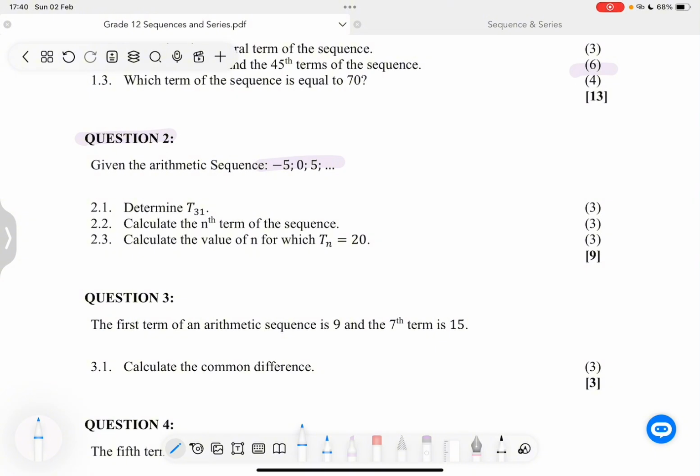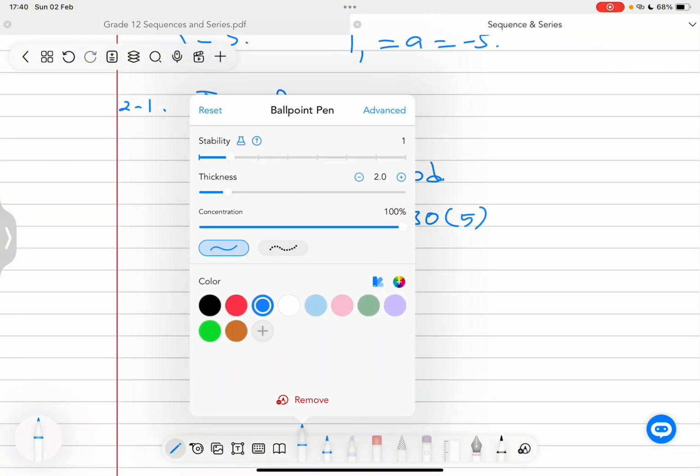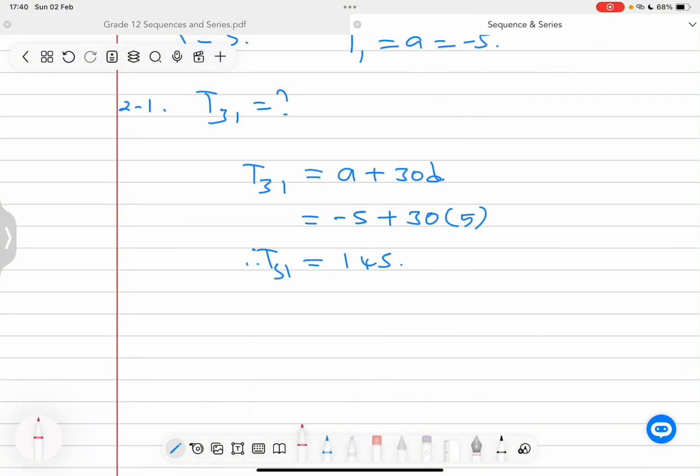This question is marked 3 marks. So already you can see that you need to spend 3 minutes here. 1 mark for using that formula, substitution, and indeed for getting the final answer.